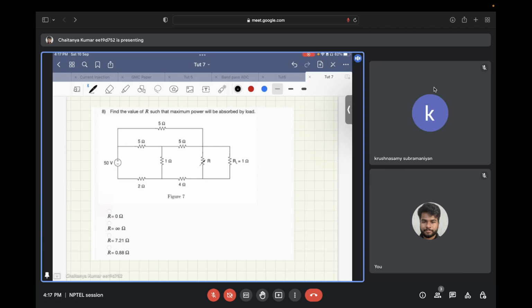A little bit of terminology you have to decipher from what is written: absorbed by the load. It should have been mentioned that the load resistance is RL. So find the value of R such that maximum power is absorbed by the load.